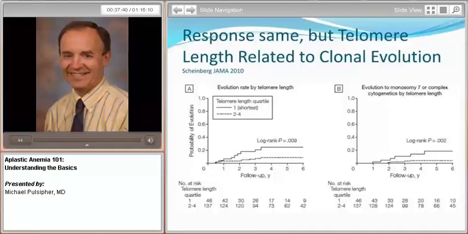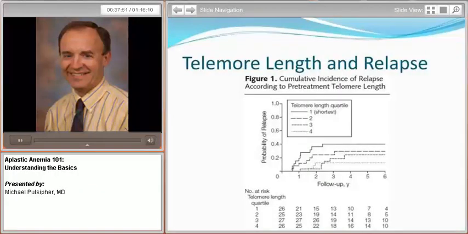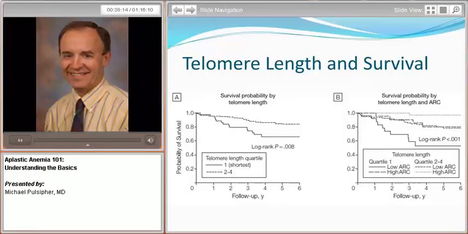There were a number of reasons. Patients with low telomeres had a higher chance of going on to develop myelodysplastic syndrome or abnormal cytogenetics, which are pre-leukemia. In addition, they tended to relapse more. So they responded about the same, but as you can see, the patients who had the very shortest telomeres relapsed more than 50% of the time. So those patients simply are at higher risk for relapse and higher risk for other bad things happening.